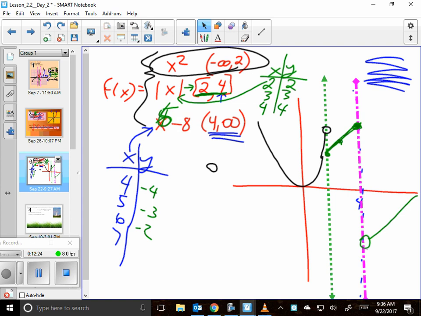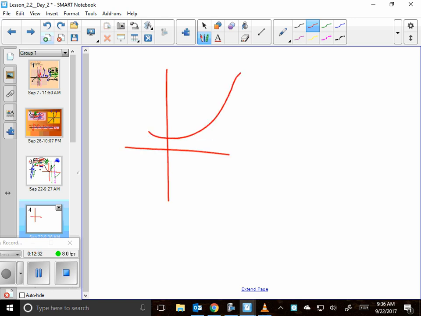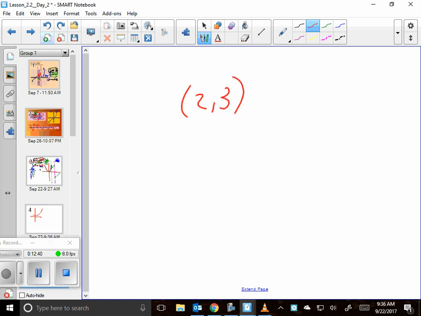Okay, then what else have we done with functions? One thing we did is tell if it was one or not. Very simple one: is that a function or not? Yeah, because it passes the vertical line test. All right, is this a function? I made a tricky one on purpose, but that is a function.